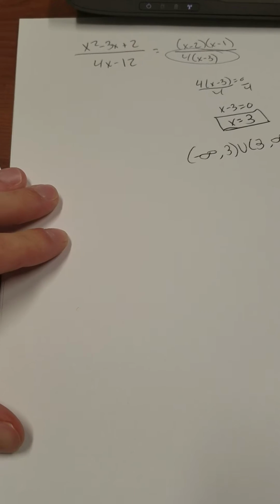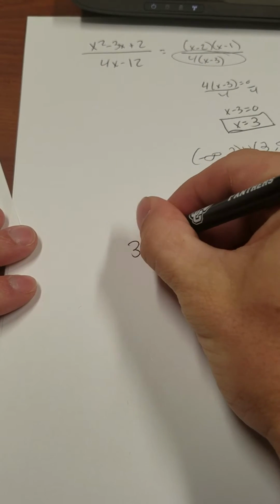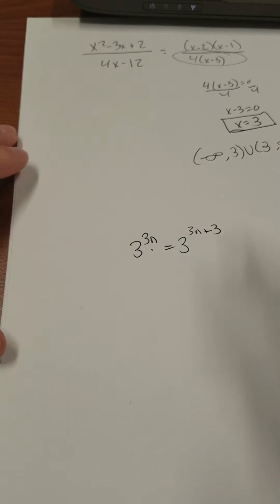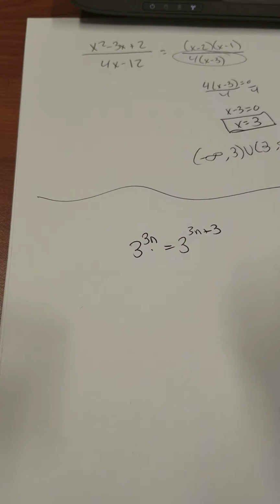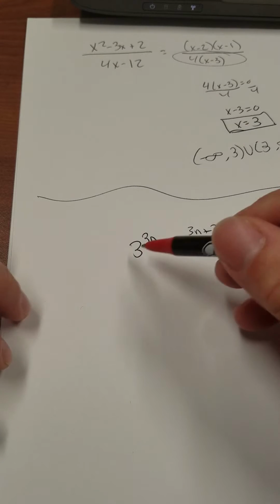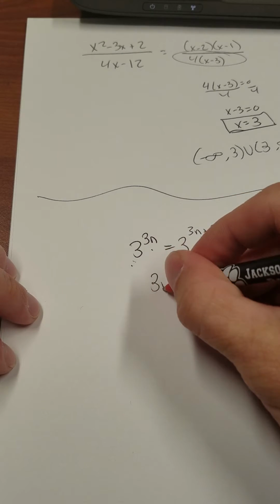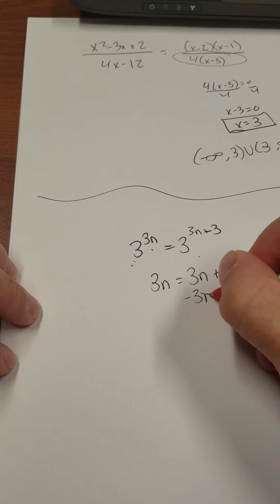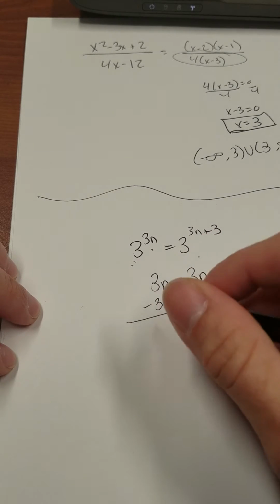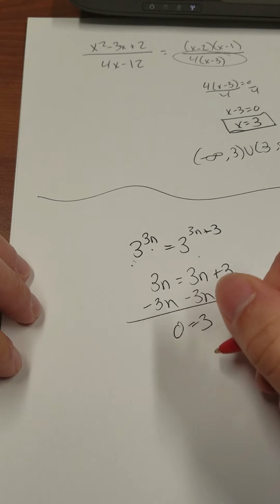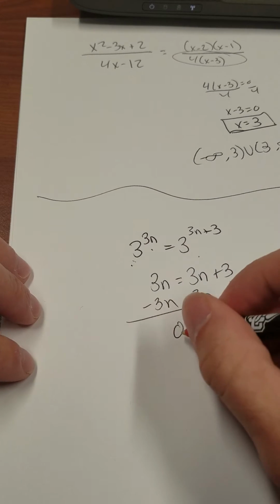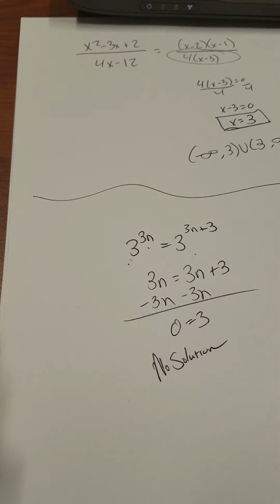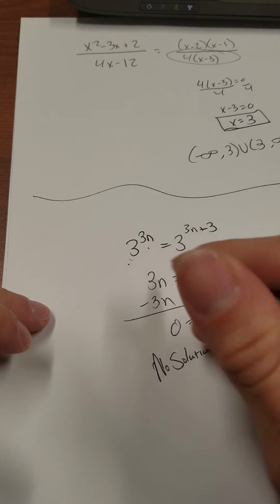Number 55. 3 to the 3n equals 3 to the 3n plus 3. Well, guys, if we're going to solve a problem like this, this means the bases have to be the same. Our bases are the same. So 3n equals 3n plus 3. Then you just simply solve for n. So this is 0 equals 3. That cannot happen. 0 never equals 3. No solution. Okay?